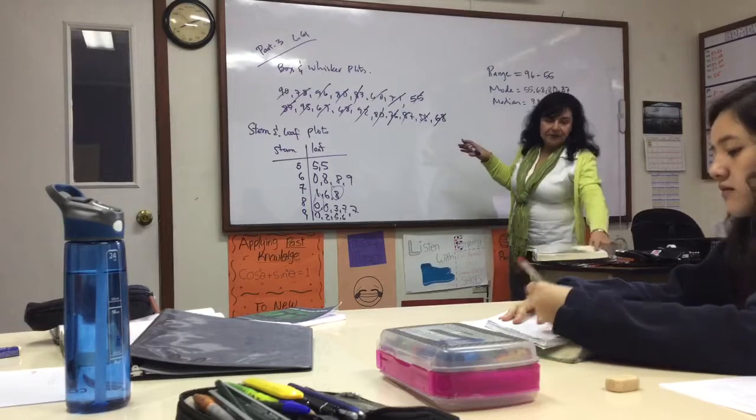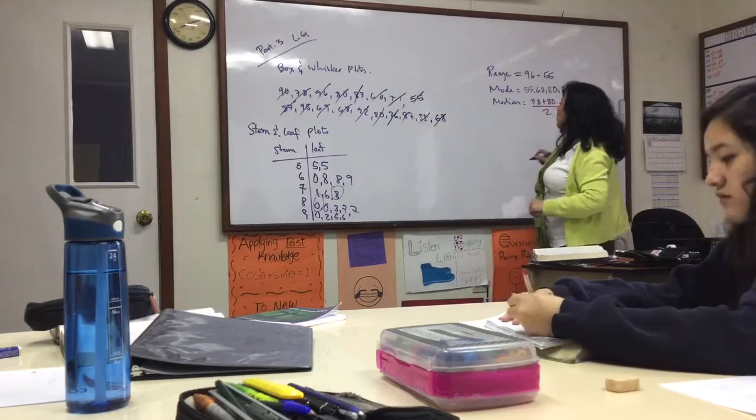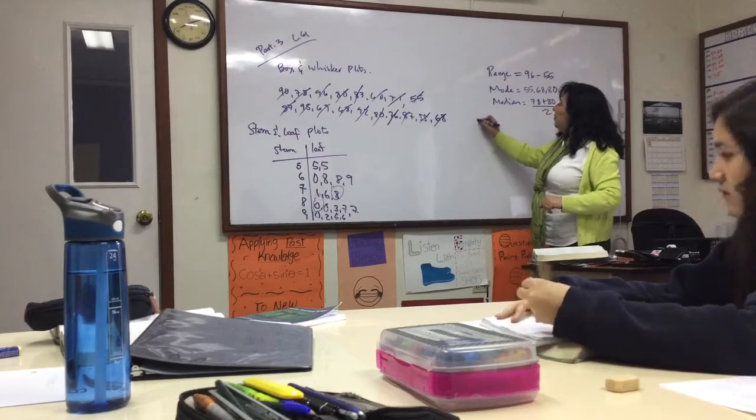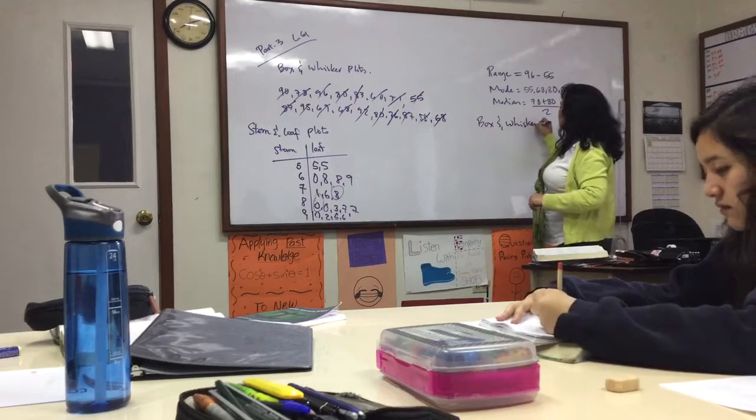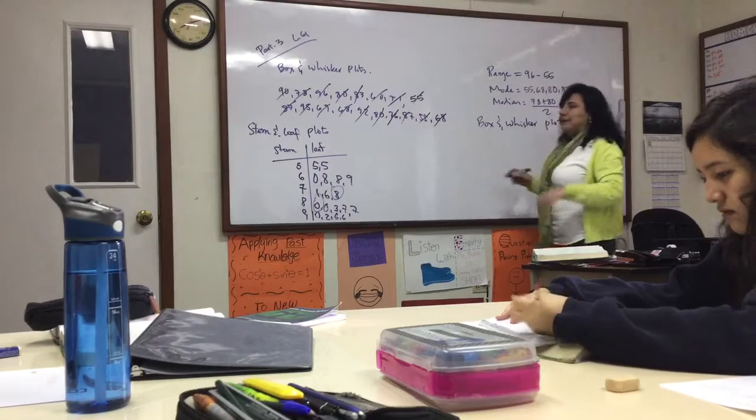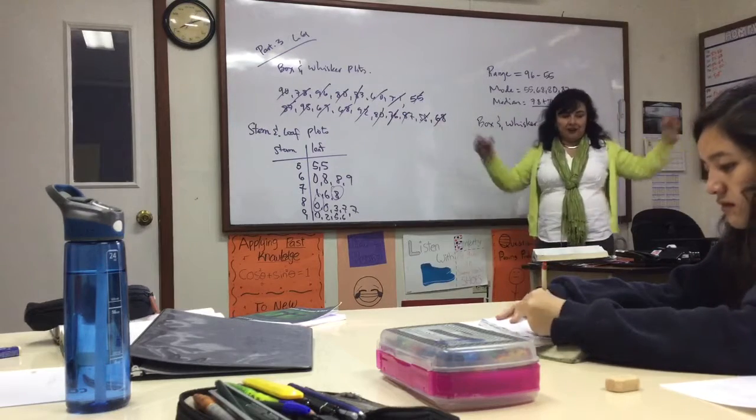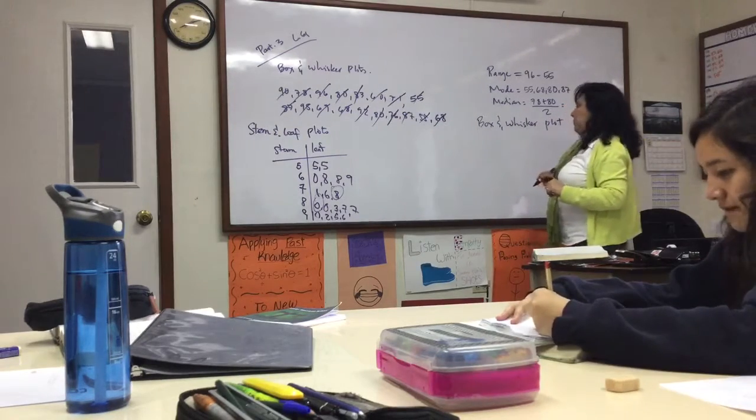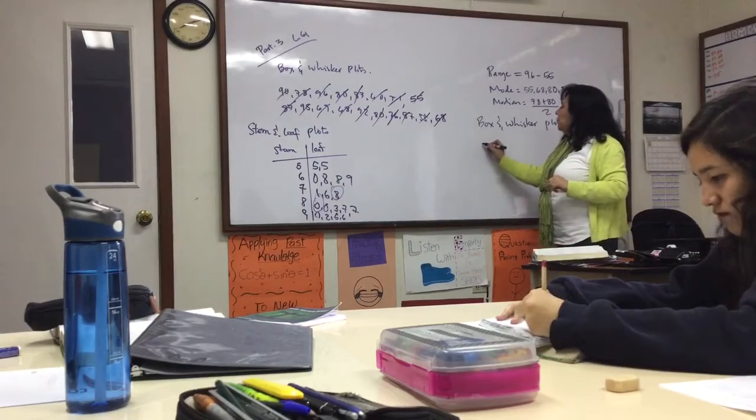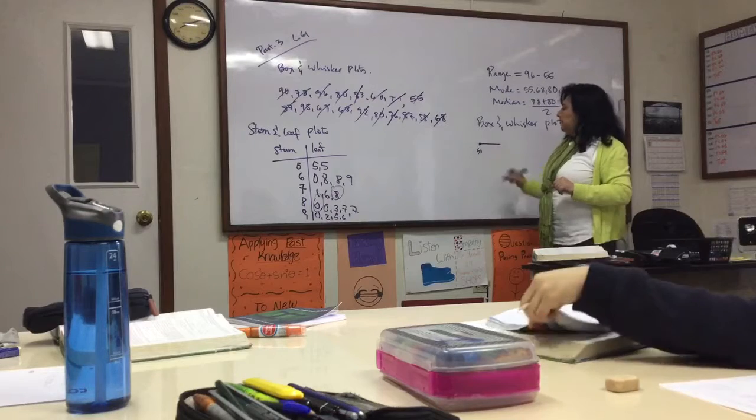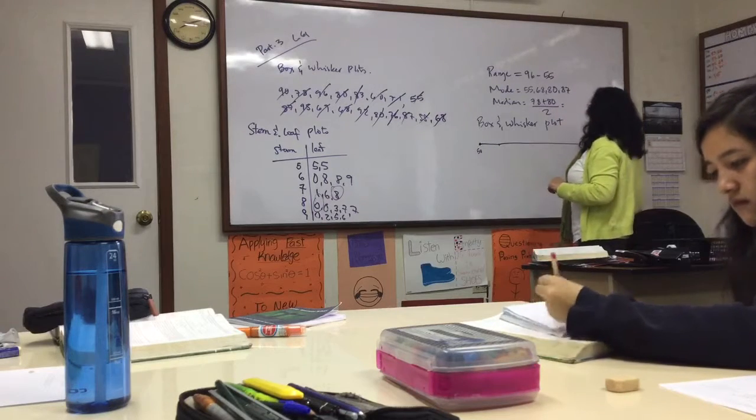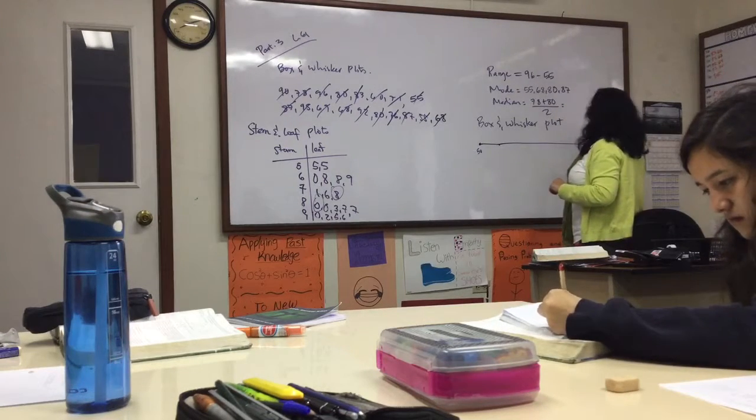Pretty easy, right? So now we're going to do what is called a box and whisker plot. Why whisker? Because it's got whiskers going on either end. How do you do the whisker plot? You start. The lowest number that you have is the 55. The highest number that you have is the 96.